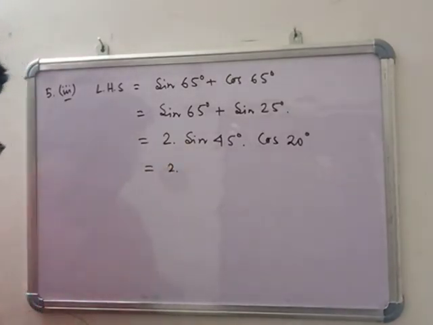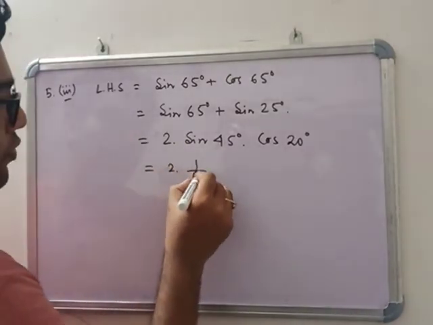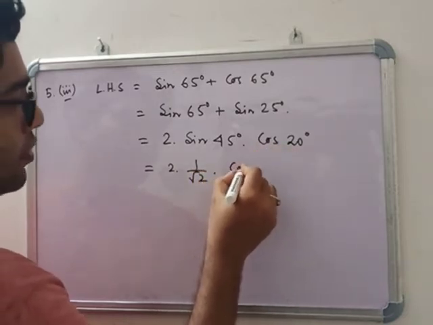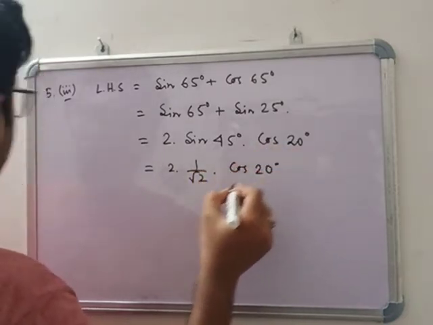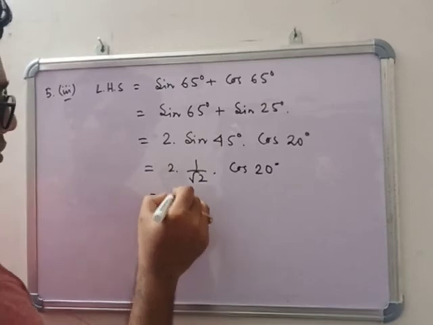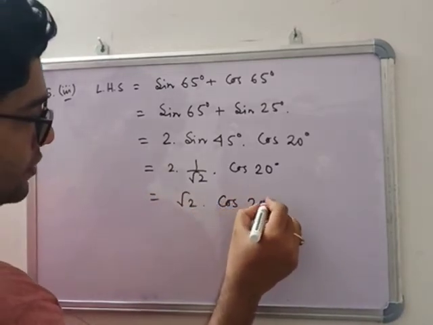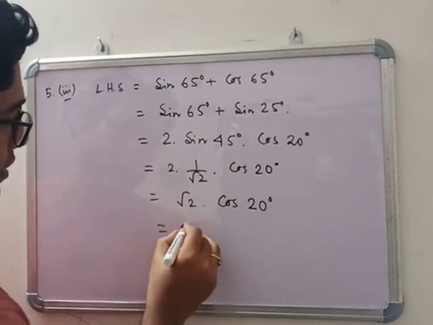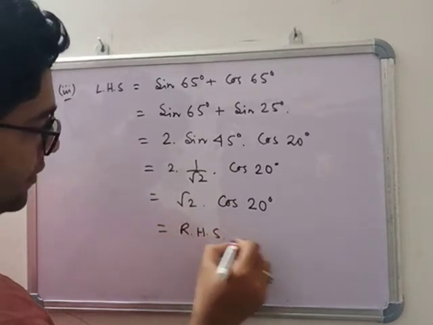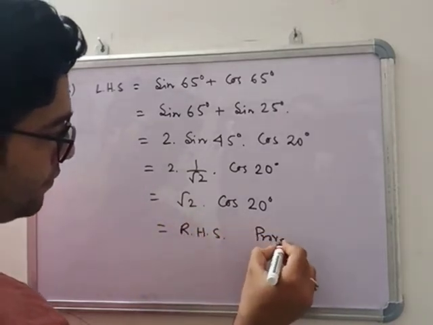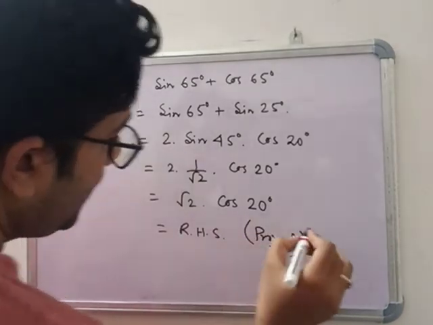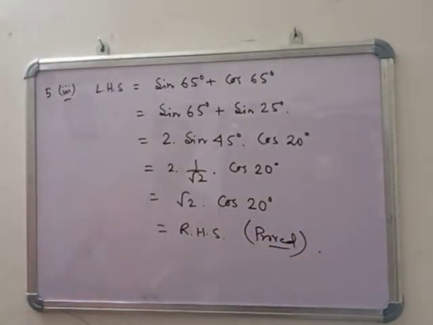So 2 into 1 by root 2 into cos 20 degree. So this equals root 2 into cos 20 degree, which is the RHS given. Okay. Note down all of you.